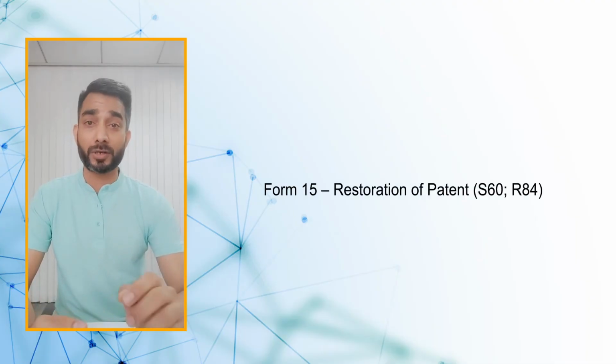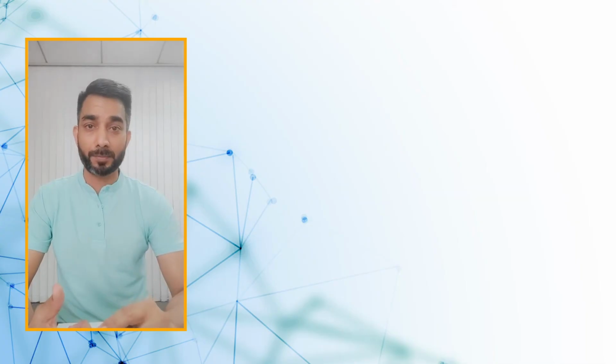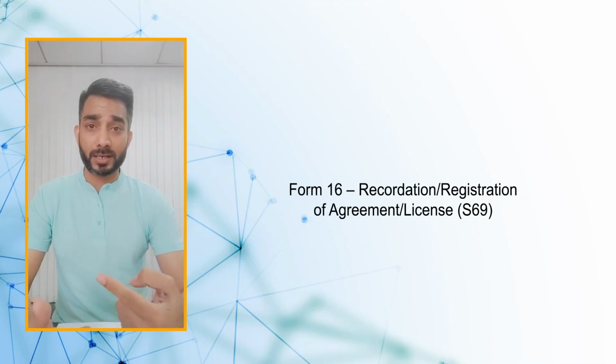During the grant phase, if your patent ceases to exist or becomes lapsed due to non-payment of the renewal fee, you can approach the controller using Form 15 requesting for restoration of the patent. Again, the same can be opposed using Form 14 by an opposing party. Form 16 can be used for registering or recording any licenses or agreement between the parties with regards to any patent. Moving to the compulsory licensing.